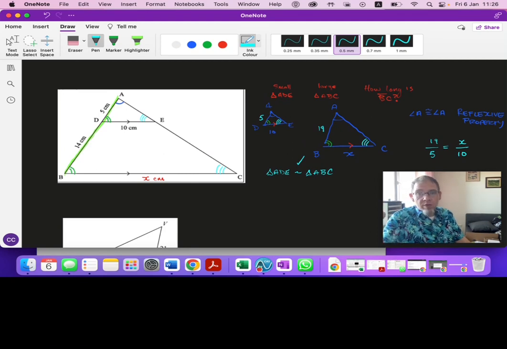Being able to show that triangles are similar, once we know they're similar, we can start doing some problem solving with that. Again, I hope this is helpful. I know it should be. And good luck.